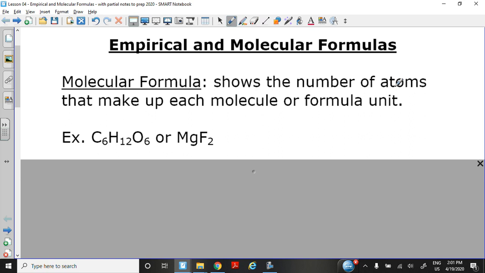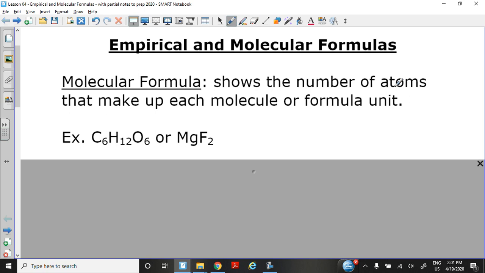So you'll need your periodic table, you'll need your calculator, and some paper to make sure you practice some problems along the way, because there's a lot of problem solving today. So first, let's make sure we know what the two different definitions are for empirical and molecular formula.